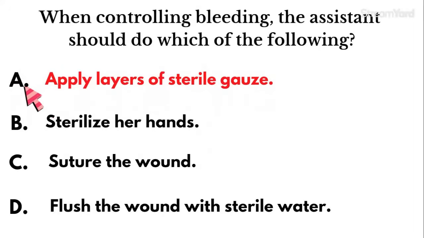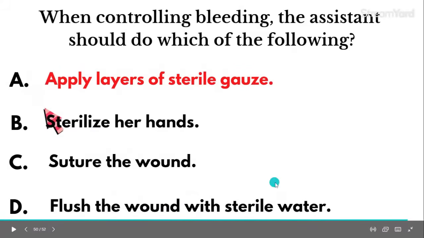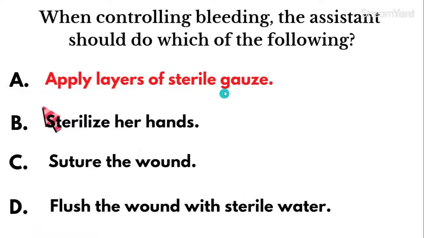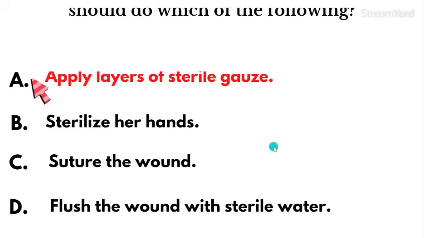Let's see. That is correct. You want to apply layers of sterile gauze, so you don't have to sterilize your hands. If you're assisting with a procedure, yes, you have to sterilize your hands. Suture the wound, that's something the provider would do. As medical assistants, we can remove sutures, but we don't actually suture the wound. Flush the wound with sterile water? If a patient has a wound that needs to be cleaned, then maybe. But in this case, you're controlling the bleeding. So we're going to apply layers of sterile gauze.